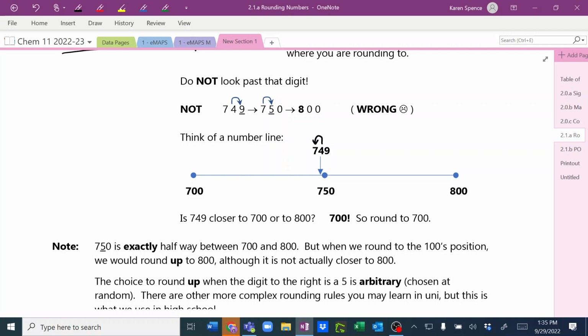Yeah, well, that's essentially the same rule. It's the same rule, just expressed differently. You'll always round to the even number.